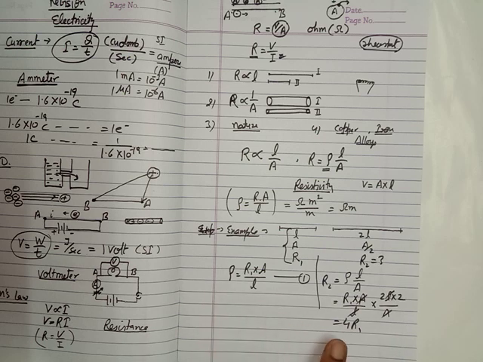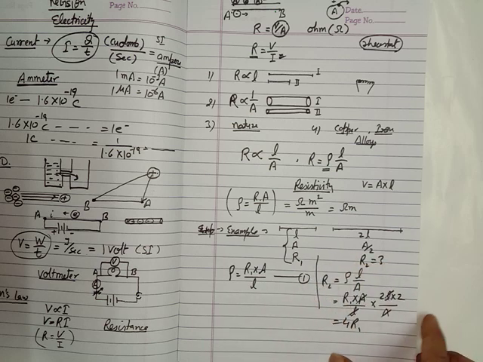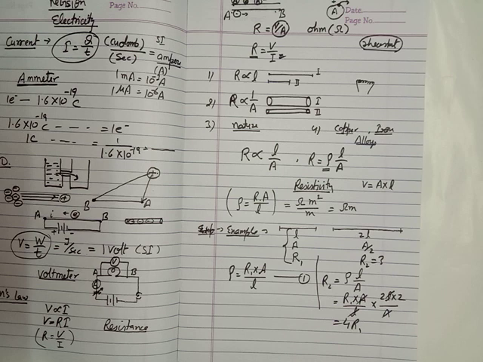You can find the relationship between these resistances by using this formula. There is also a numerical in the NCERT book which is like this: if we double the length of the wire, how will the resistance change?